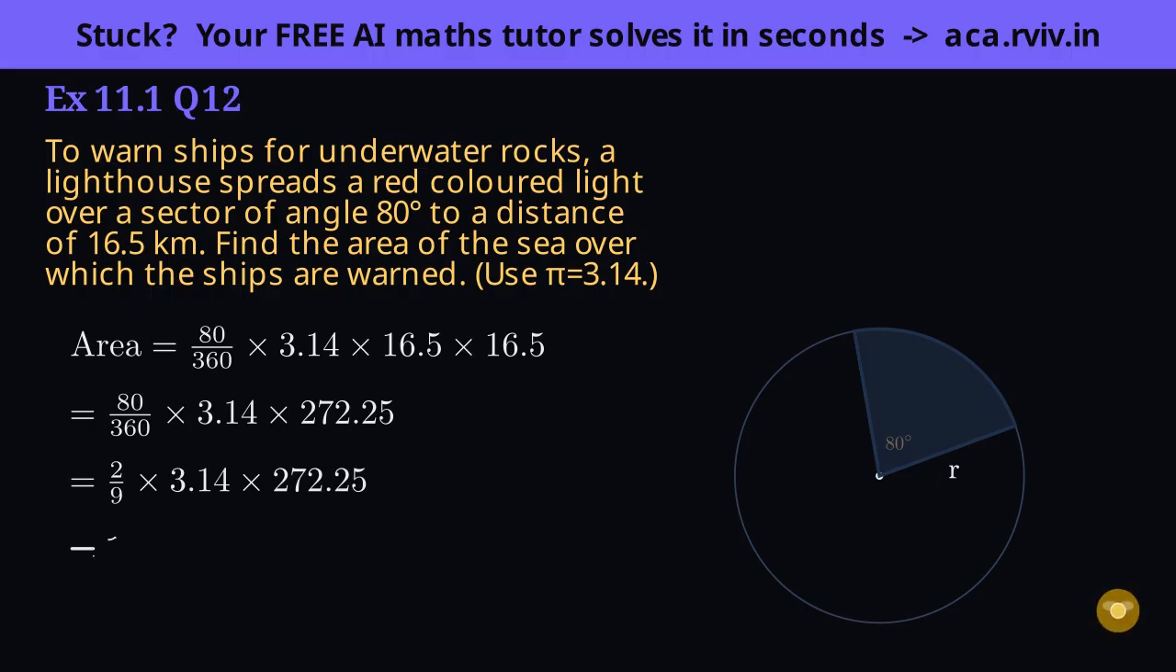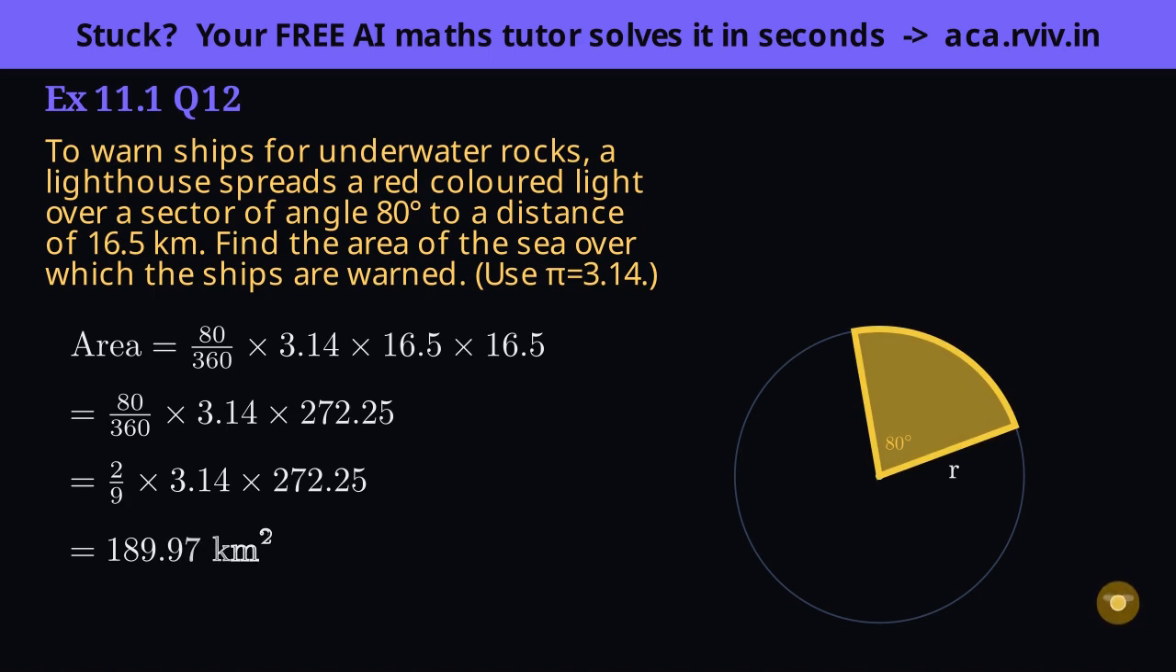Multiply 2 over 9 by 3.14 by 272.25 to reach about 189.97 square kilometers of sea under warning. Units are square kilometers, since it's an area.